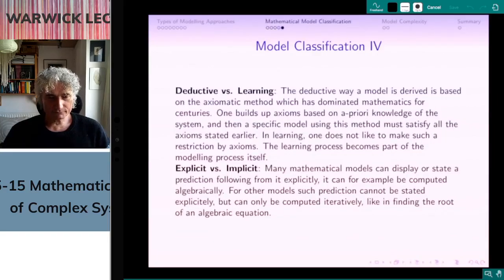This slide I would like to skip. You can read it later in the slides I provide, but they are also important distinctions for model classification.